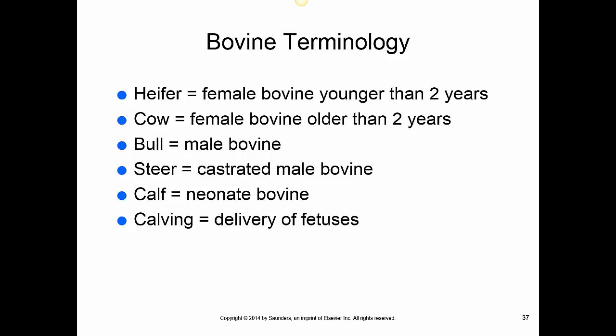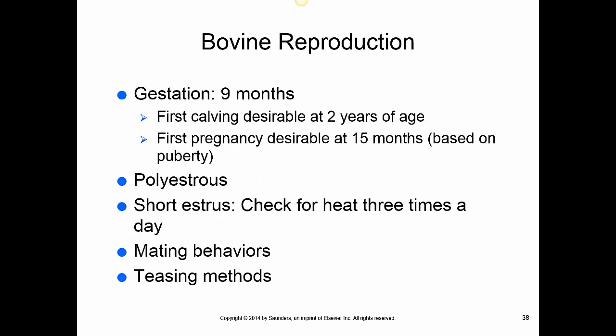Calf is a young bovine. Usually it's going to be, say, 6 months or less. We usually call them a calf. And then calving is the actual delivery of the fetus. So gestation in cattle is about 9 months. Usually we desire their first calving, actually it'll be a little bit past 2 years. Usually the first pregnancy, a lot of times in cattle we start breeding them at about 15 months. This is usually when they come into puberty for most breeds.